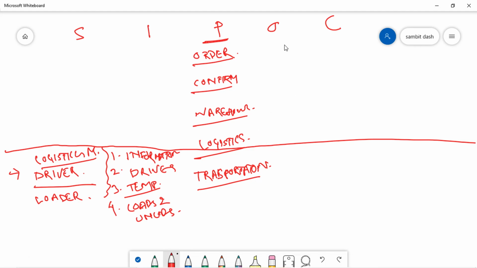Now what is the output? So this process, what is the output? The output is the product is delivered, right? Product is delivered, and what is the other output?